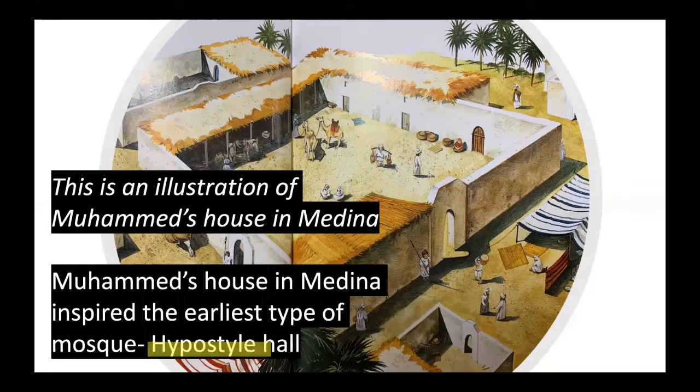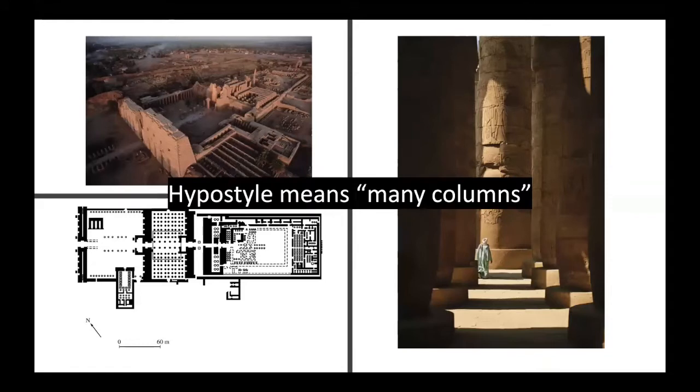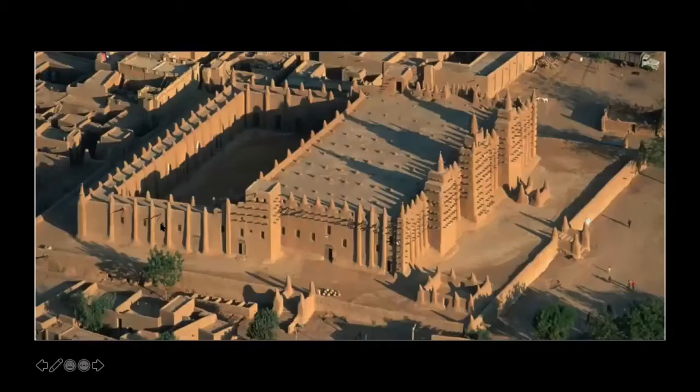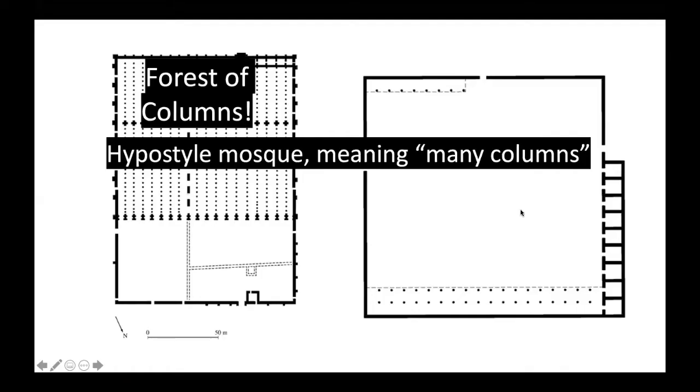And all of them start like this hypostyle hall. We probably know that word before because we heard it back in our Egyptian unit with the Temple of Amon-Re at Karnak. There is a hypostyle hall, and that just means many columns. And then the Great Mosque of Djenne is also a hypostyle type of mosque. It's a parallelogram, so that's one of the features that makes this one very different than the rest, as well as it being adobe, but it has a courtyard and a hypostyle prayer hall. So it's very typical of mosque architecture.